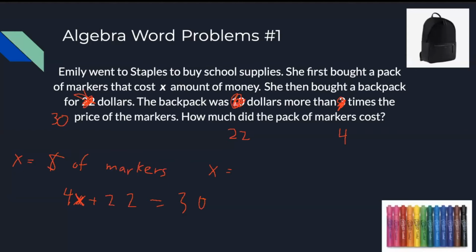All right. Kaden, what do you think is the first step here? Don't know. Well, you got the answer right. So how did you come up with the answer? I just did 30 minus 22, then how many fours go into 8 is 2. Good. So that's the first step, right?